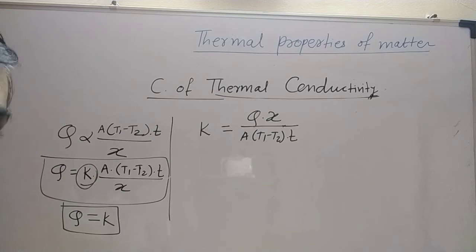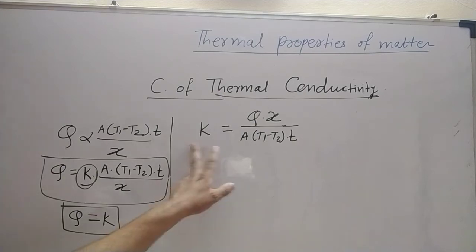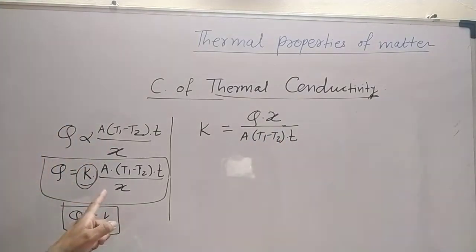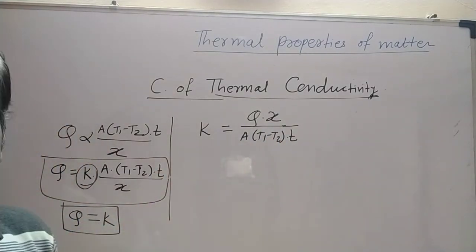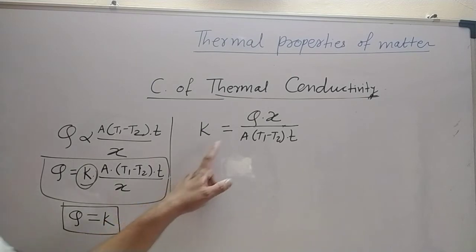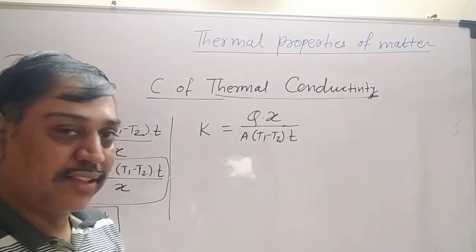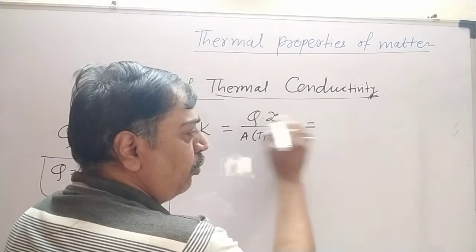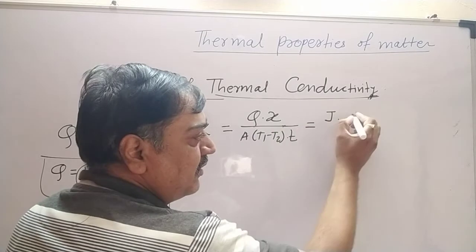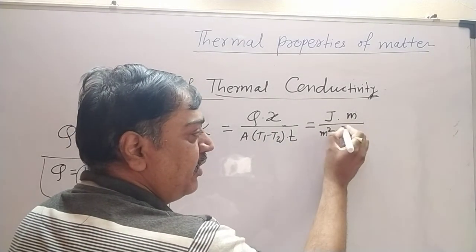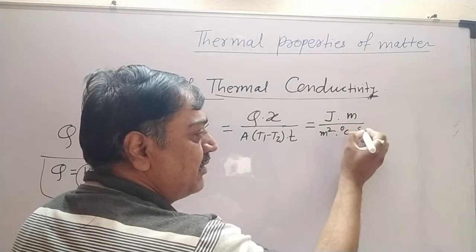They have given in your book equation 7.35, that we have drawn here, Qx divided by A(T1 minus T2). From this equation we find the value of K. Apart from this, what is the SI unit of the coefficient of thermal conductivity? Amount of heat is measured in joule, this is in meter, this is meter square. We can write it like this: Q is measured in joule, distance is in meter, area is in meter square, temperature is in degree Celsius, time is in second.